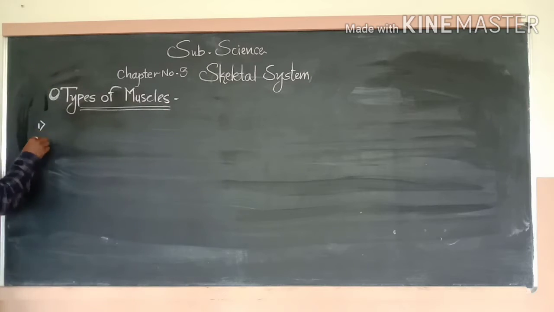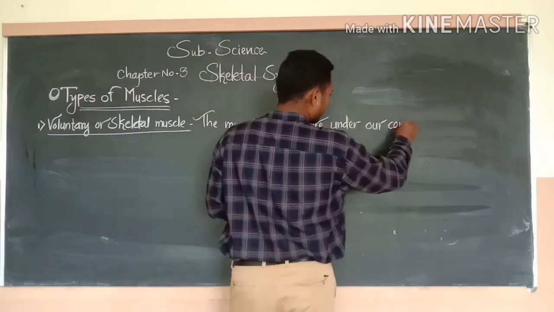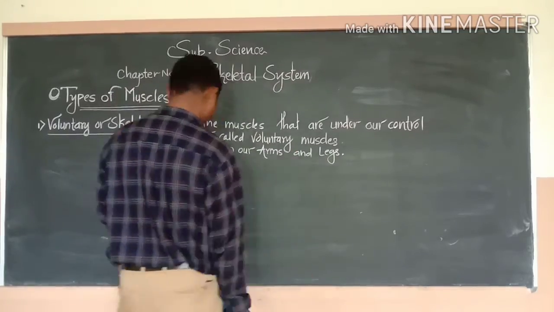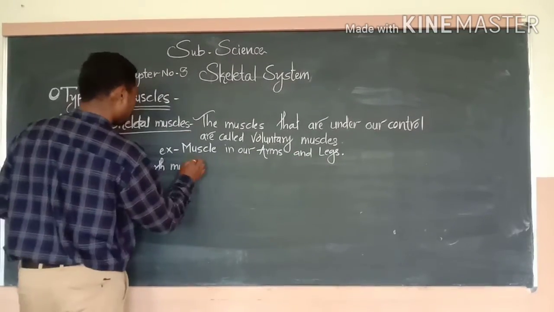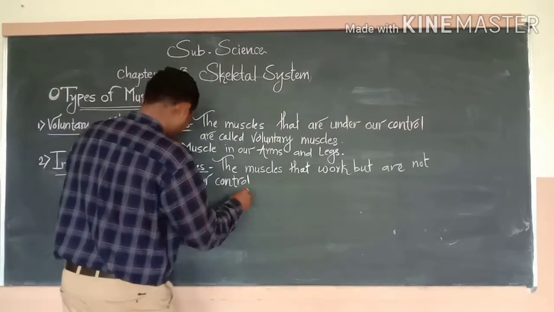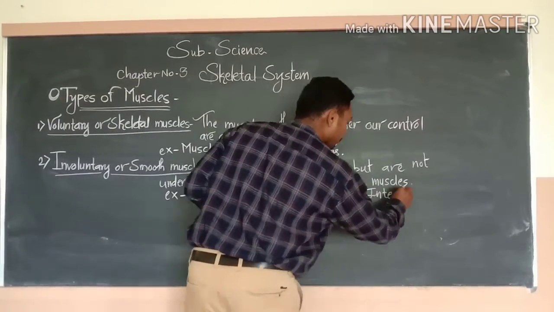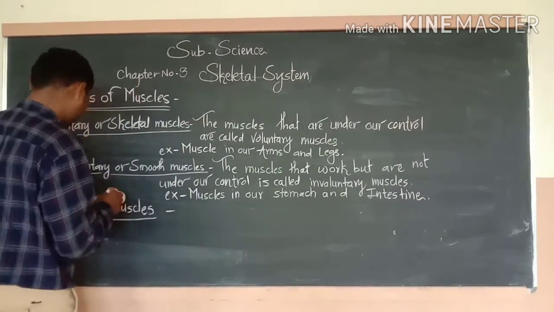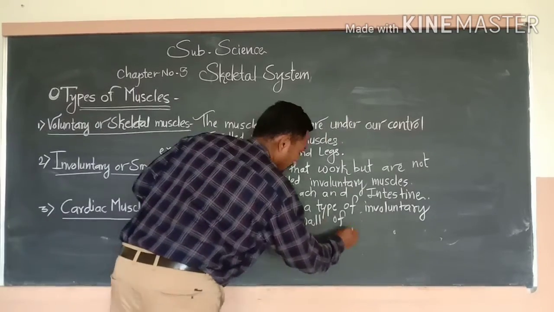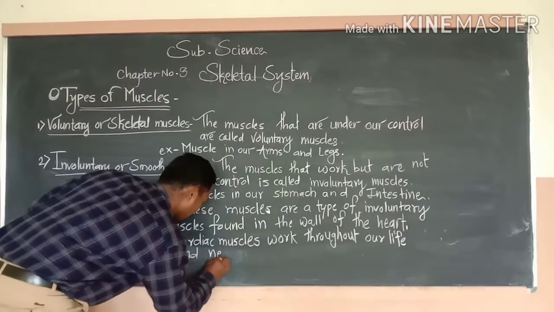Types of muscles. Our body has three types of muscles: voluntary or skeletal muscles, involuntary or smooth muscles, and last one, cardiac muscles. The voluntary muscles, the muscles that are under our control, are called voluntary muscles. Example, muscles in our arms and legs. And involuntary muscles means the muscles that work but are not under our control. Example, muscles in our stomach and intestine. Cardiac muscles are also a type of involuntary muscles. It is found in the wall of the heart.